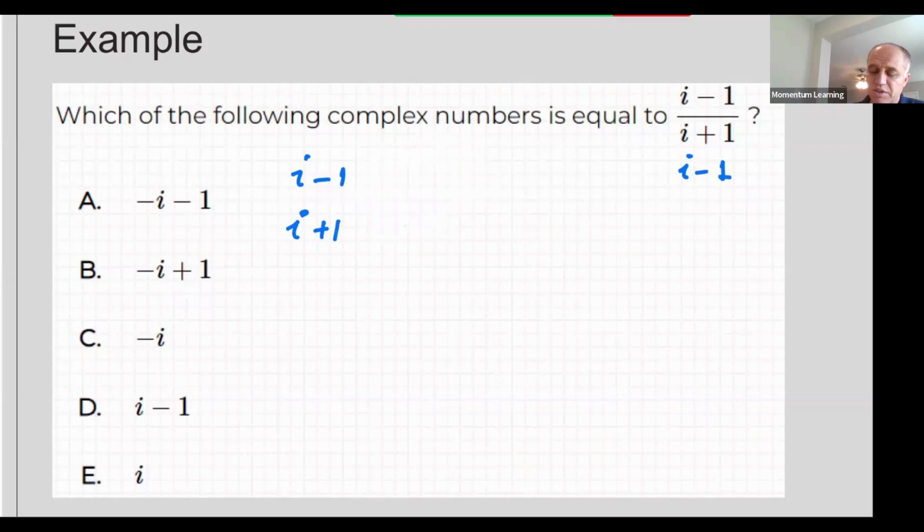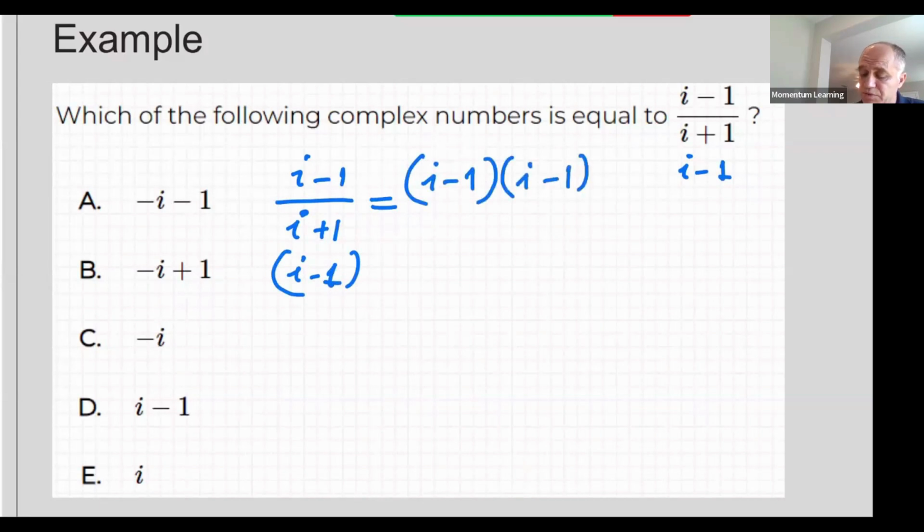Nothing will change. Okay, so then we will do the same. I will multiply by -1, i plus 1. Okay, let's multiply numerator and denominator. So numerator, let's write the longer way. It turns out like that: i minus 1. We multiply the denominator with its conjugate, i minus 1.